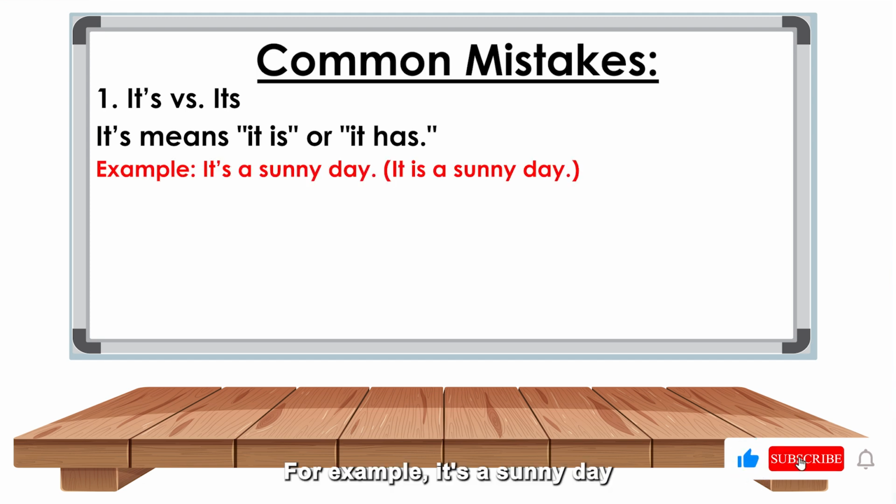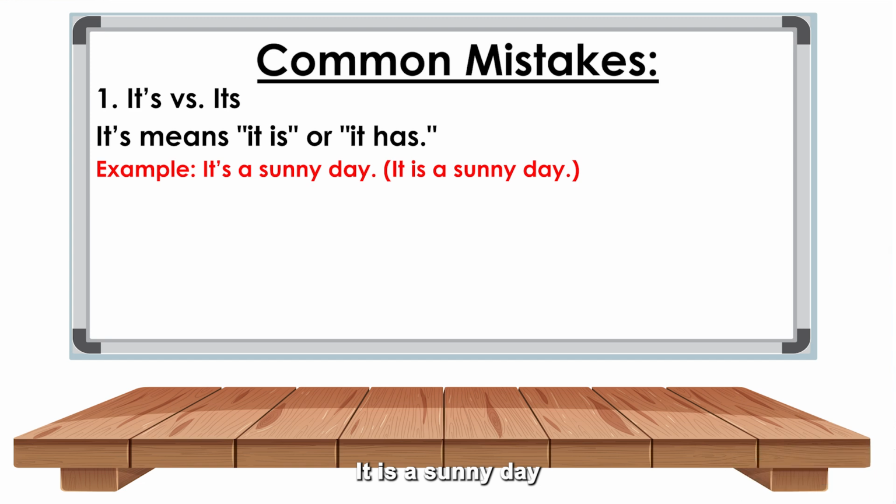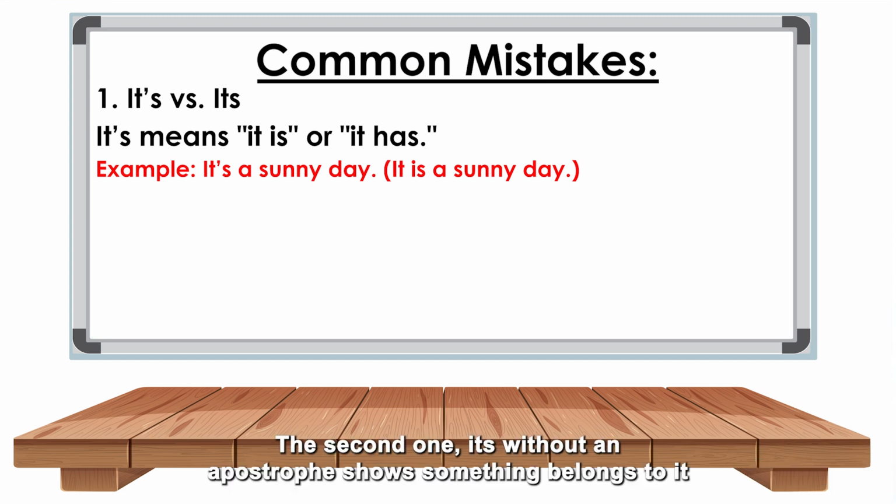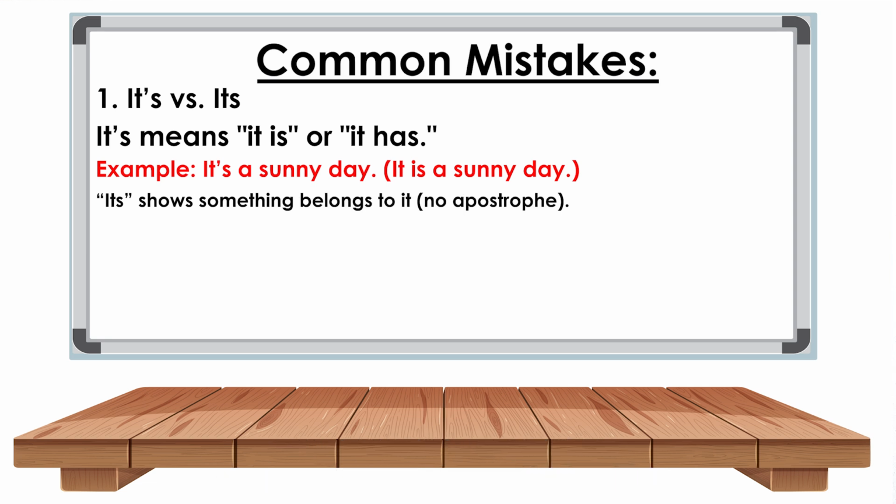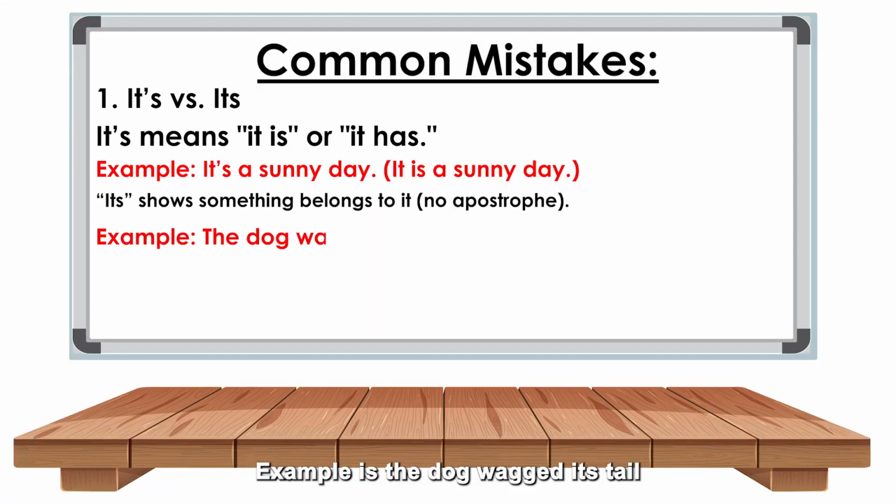For example, it's a sunny day. It is a sunny day. The second one, its, without an apostrophe, shows something belongs to it. It's showing possession. No apostrophe, remember. An example is, the dog wagged its tail.